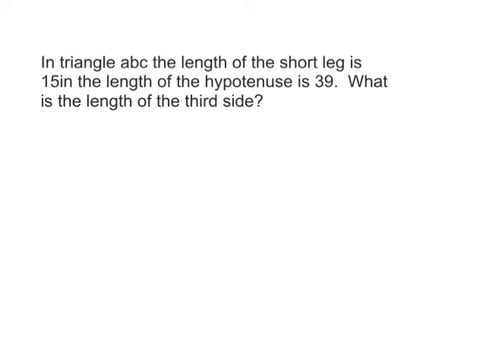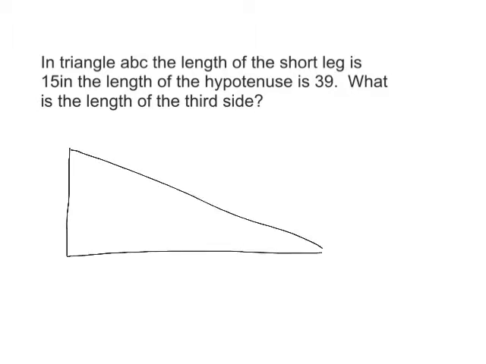Okay, here's our question. In triangle ABC, the length of the short leg is 15 inches. The length of the hypotenuse is 39. What is the length of the third side? So let's put this together with a picture. You can draw the right triangle however you want to. Do remember that a right triangle is a triangle that has one right angle. In this case, that's located right there. A right angle is a 90-degree angle, okay?